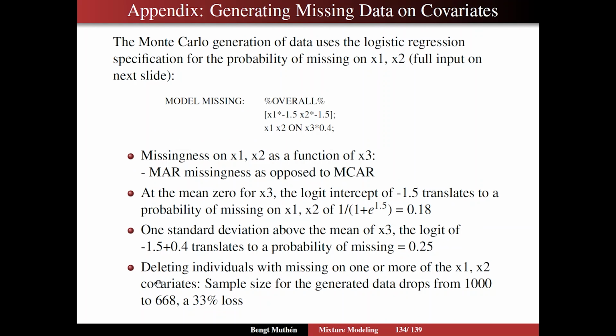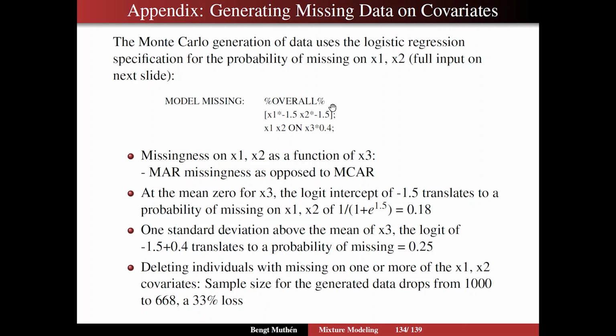So slide 134 shows the reasoning here, where in Mplus we use a logistic regression specification. The dependent variable is missing or not missing, the probability of missing on x1 and x2 as a function of x3. You see that x1 and x2 are regressed on x3. So x3 influences the missingness of x1 and x2. This is the MAR part.